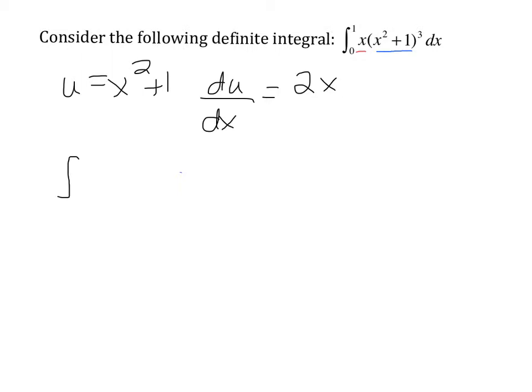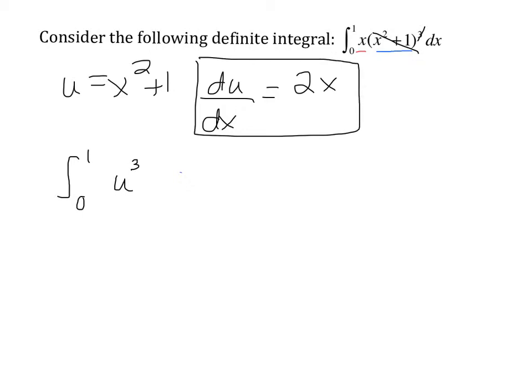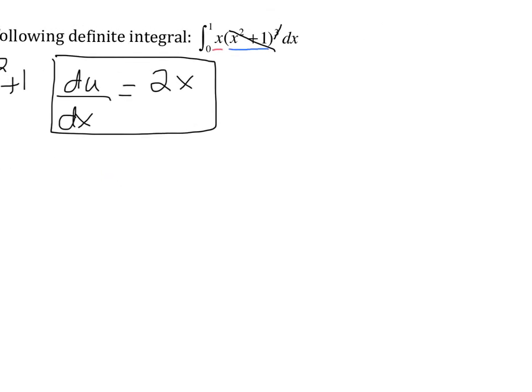Okay, so when we rewrite, I'm going to have from 0 to 1. Instead of writing x squared plus 1, I can just write u. That takes care of this, and then by cubing it, I will take care of the cube. It looks like I still need to get in an x and a dx. So I'm going to come back to my definition of du dx and do a little bit of manipulation there, just as we've been doing this whole time.